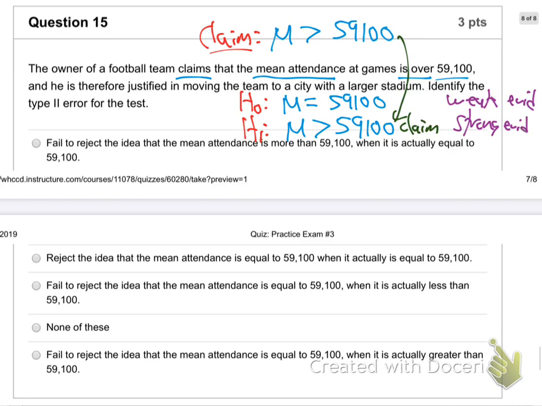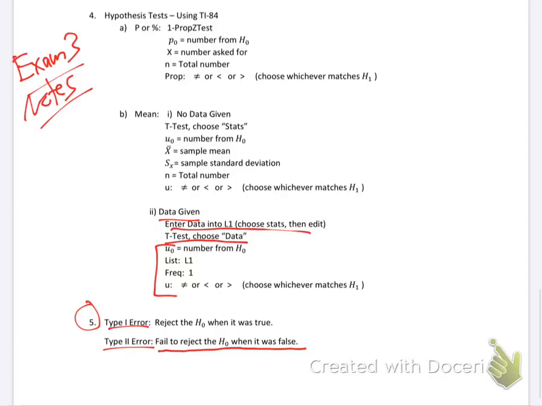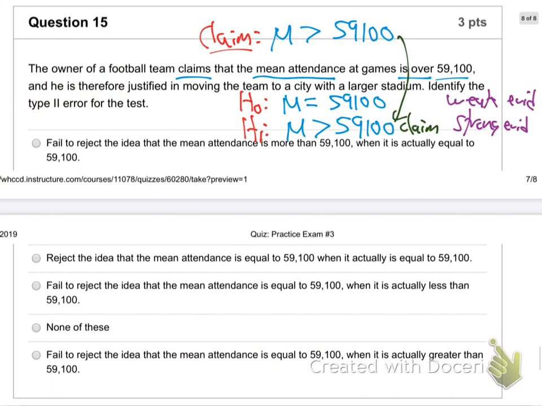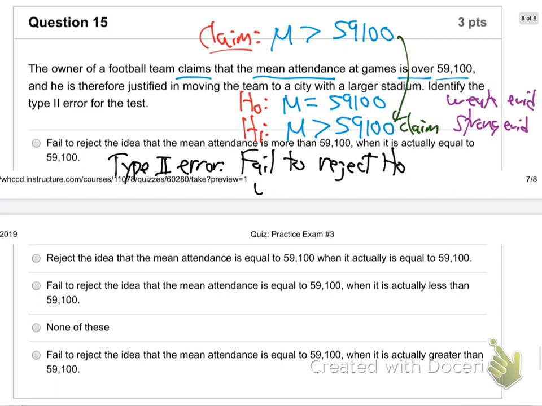Now let's go grab the type 2 error information and be clear on that. It says type 2 error: fail to reject the null when it was false. You should have rejected it. It was false, but you failed to reject it. You made an error. That's a type 2 error.